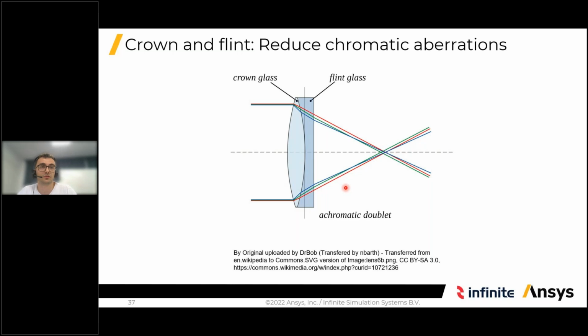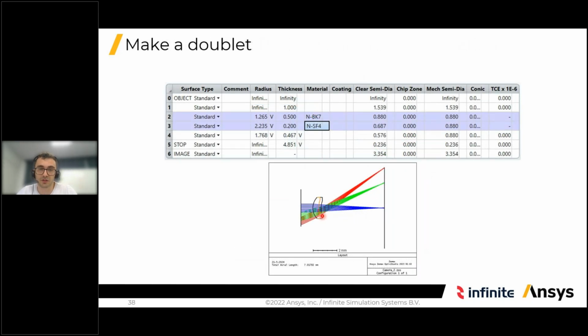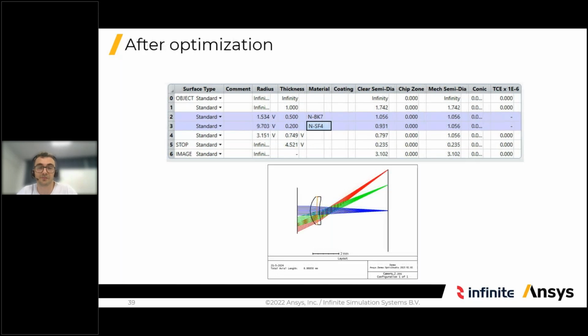In order to reduce the chromatic aberrations, we are going to make a so-called achromatic doublet. We're going to add a flint glass to our lens. A flint glass is a sort of glass with special optical properties which can help reduce the chromatic aberrations. So we just add a new glass to our design. The new glass is called NSF4. And then we just optimize it again.